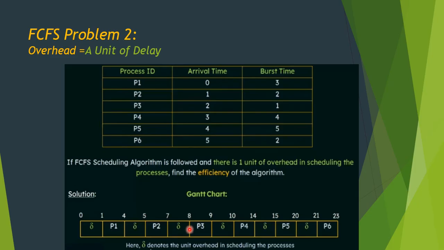Then from 8, process 3 comes in with a burst time of 1, which means it uses the CPU up to 9. Then again, the CPU becomes idle, and so on and so forth. So by doing this, we have our Gantt chart of this given scenario.